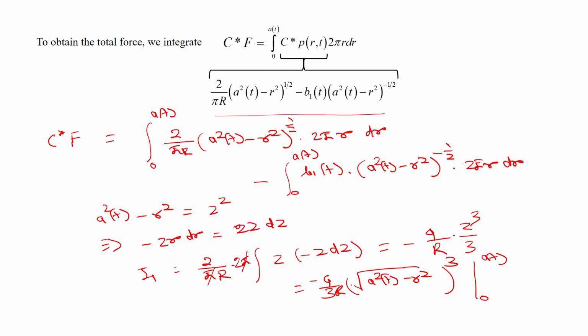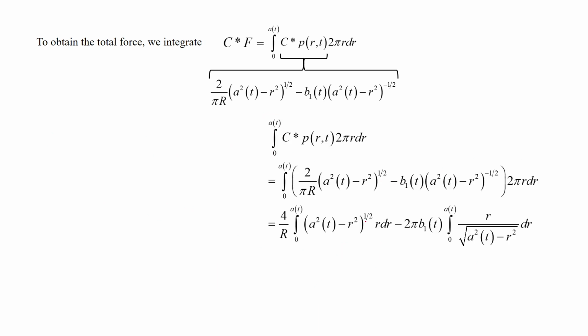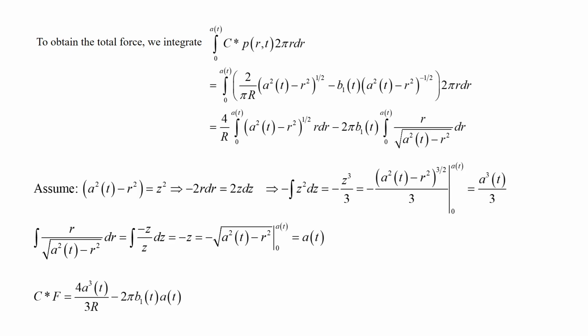Similarly, for the other part we can also do the integration like this. So here again I substitute a square minus r square equal to z square, so this will be z here and minus z here. So z is easy. This comes out to be 80. So C star F, where F is the total load that is applied, can be obtained as 4a cube by 3r minus 2 pi b1t and 80. Remember here that we do not know the expression of b1t yet, so it is to be found out.